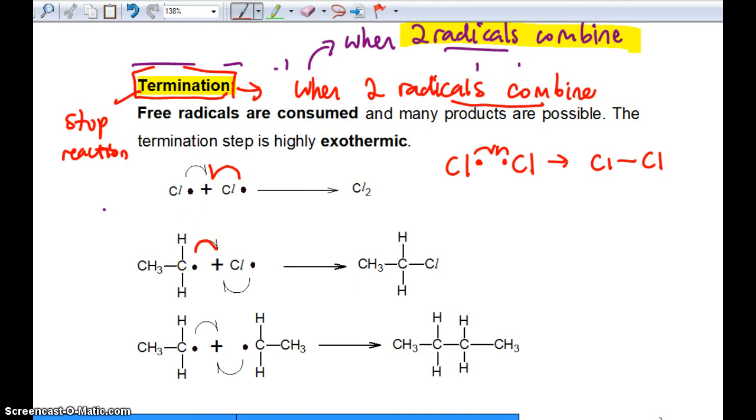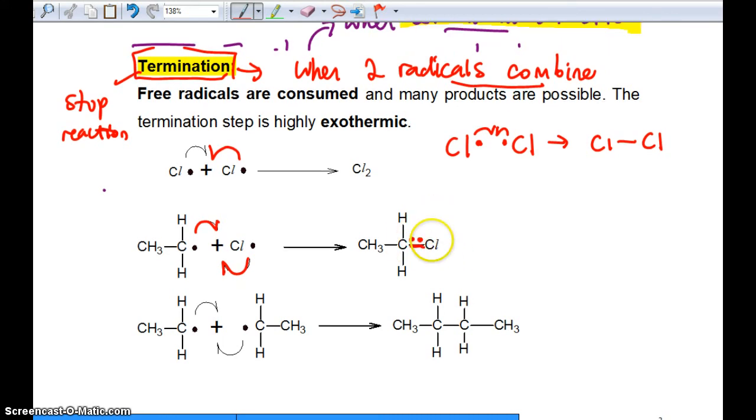So let's say you have this ethyl radical combining with the Cl radical. The carbon dot and the Cl dot, the two unpaired electrons will pair up and then you will form a bond, the C-Cl bond here. Okay, of course you don't have to show this. In fact, the arrows are not necessary in the termination. It's not necessary to show arrows in the termination step.